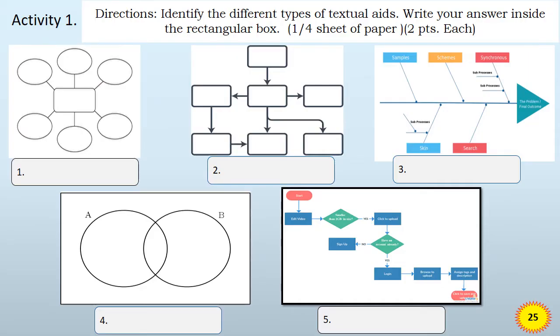We are done in discussing textual aids and their effects. So now, let's have an activity. But before that, read the directions first so that you can answer the activity correctly. You only have 2 minutes to accomplish this activity, and the time starts now.